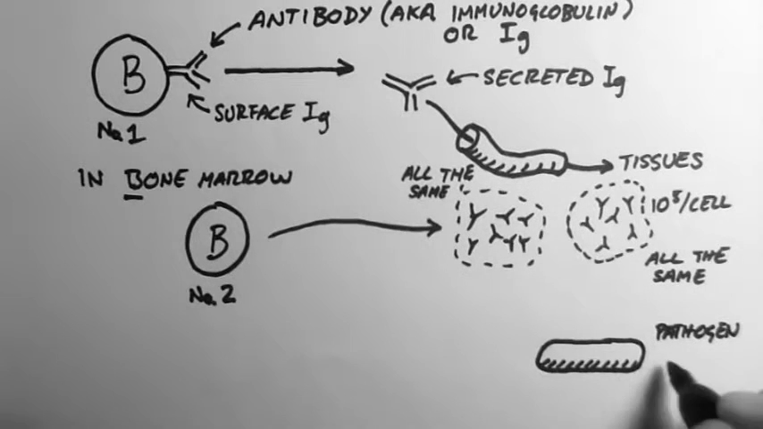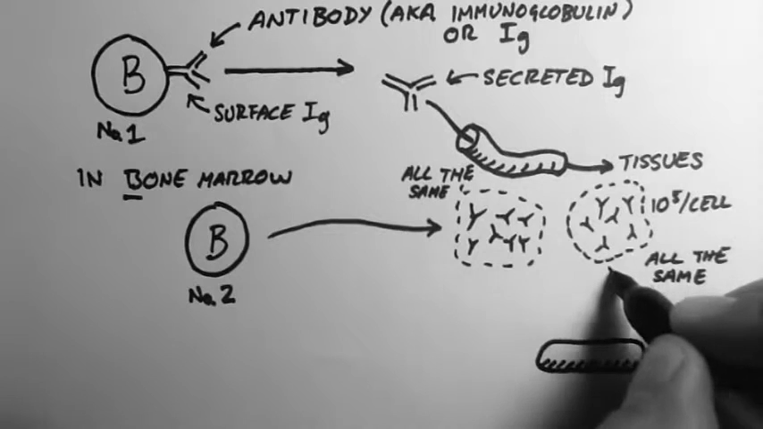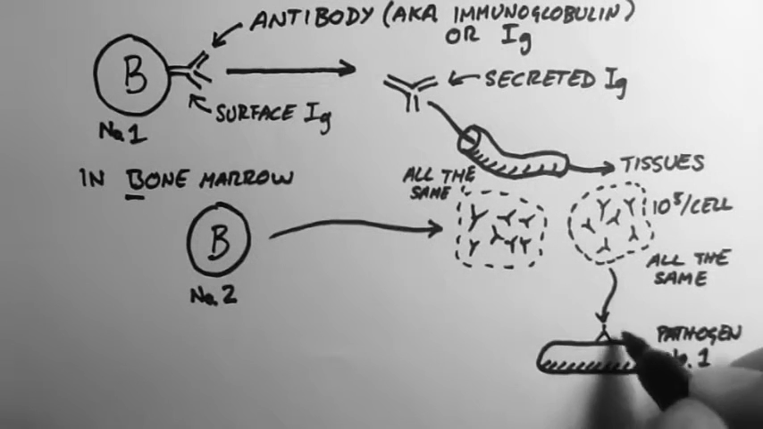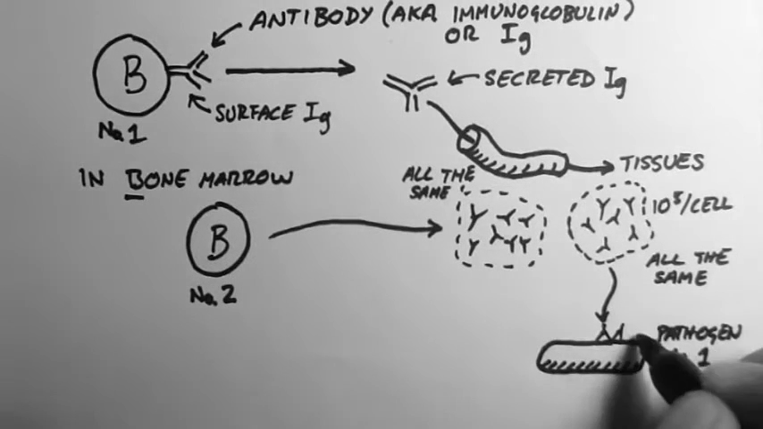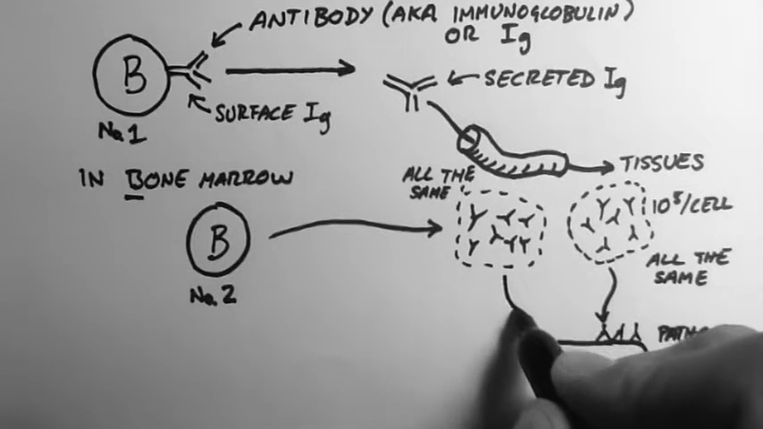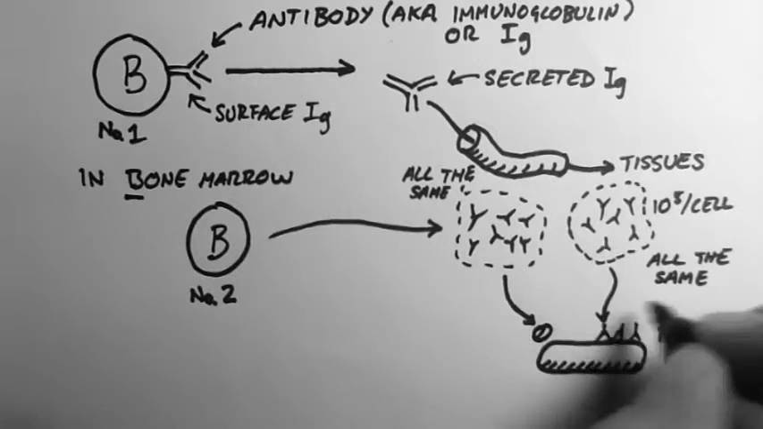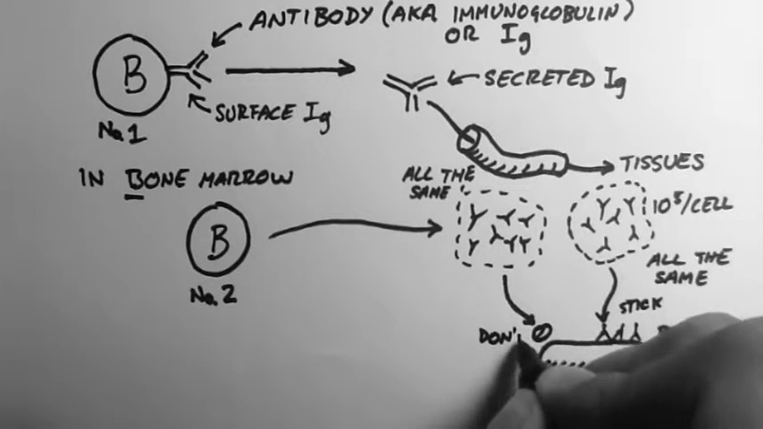So for example, here's pathogen number 1. The antibodies of B cell number 1 stick onto the surface of this pathogen. However, those of B cell number 2 do not. So these stick and these don't stick.